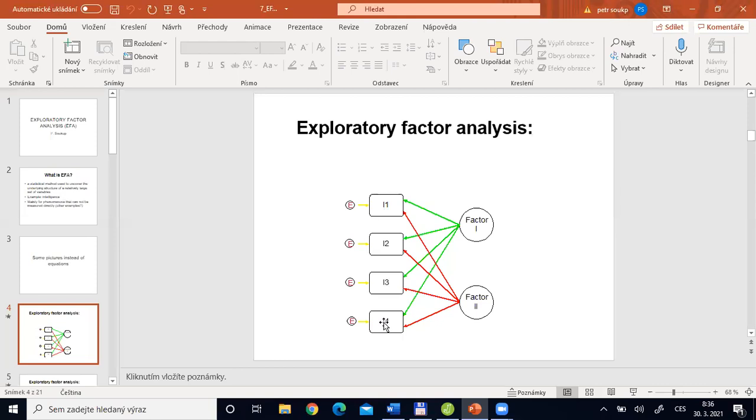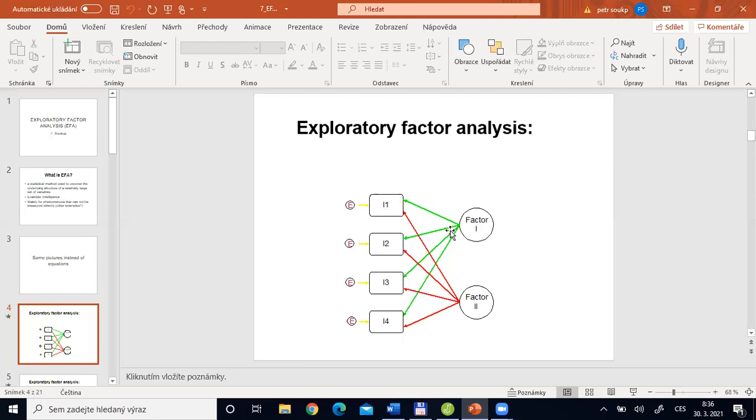There is only one small addition to the models here, and these are small e's. Once again, they are in circles. So it means these variables also are not observed. And as you know from the previous discussion of regression models, you can expect that these small e's would be residuals. So it means unexplained variance for individual equations.